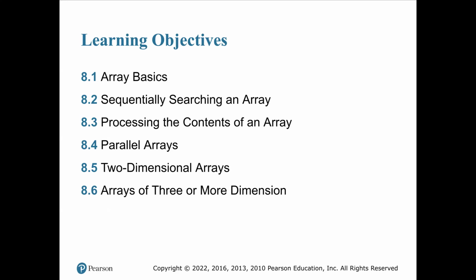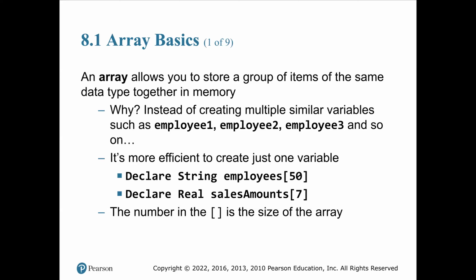So very simply, an array is a special kind of variable that allows you to put more than one piece of data under the same variable name. For example, if we had 3 employees and we wanted to record information about them, we would have to create a variable employee 1, employee 2, employee 3. We'd have to create 50 of those, or however many employees we had, one variable for each of those. That doesn't work.